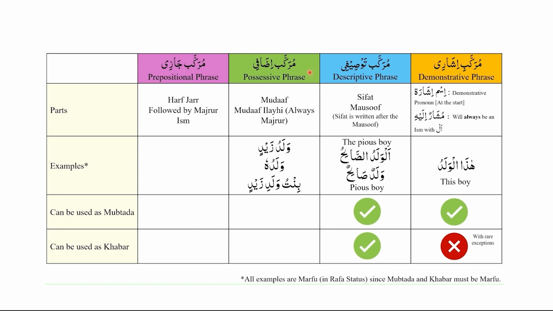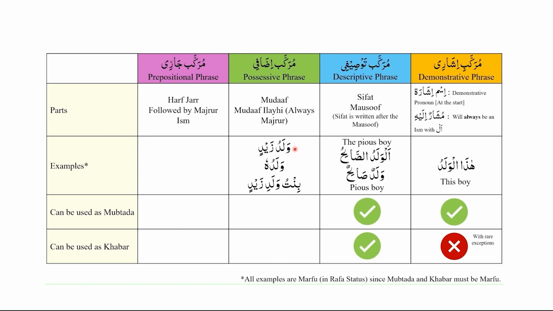Next, we move to murakkab izafi or possessive phrase. Murakkab izafi will have two parts, mudaf and mudaf ilayh. Mudaf ilayh will always be majroor. We have the following examples. Waladu Zaidin, the son of Zaid or Zaid's boy. Waladuhu, his son or his boy. Bintu waladi Zaidin, Zaid's son's daughter or Zaid's granddaughter.